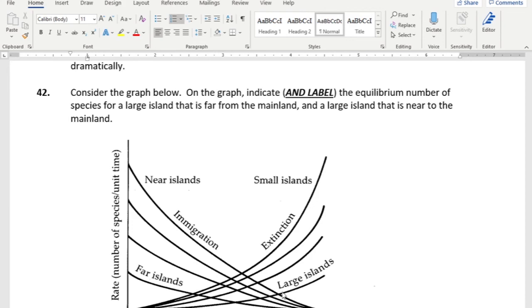So large island, far from the mainland, and near to the mainland. So large island near to the mainland right there. Large island far from the mainland right here. Okay, so the equilibrium species for a far island that is large is going to be right there. And the equilibrium number of species for a large island that is near is going to be right here.